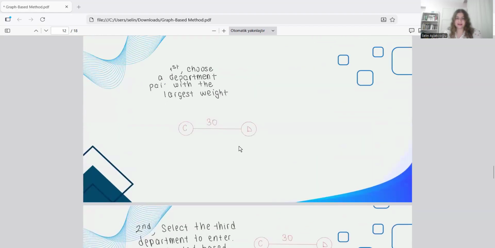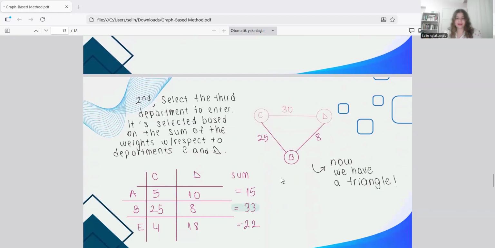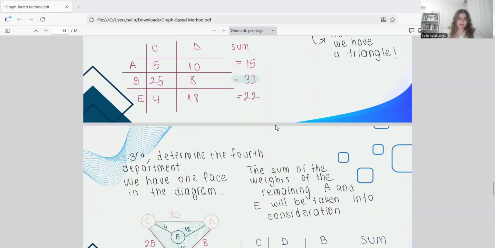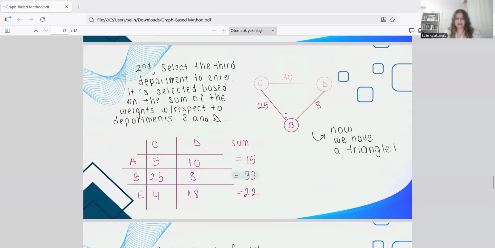So we have this here, and then we are going to place B here. So we have a triangle. So B and C are connected, B and D are connected, and C and D were already connected. Next step, we are going to determine the fourth department. We have one face in the diagram now. So this is the face here. This is our face.